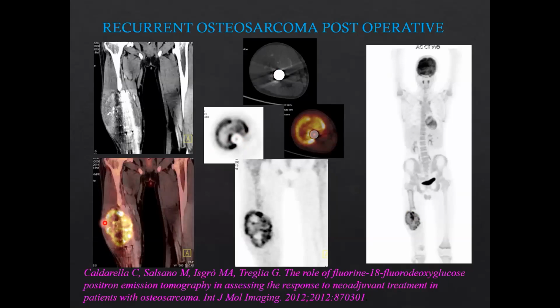So here, if you see, this is a post-operative recurrent site, which is having extensive infiltration with significant uptake. And this is a whole body of the same patient, only local disease, rest of the body is absolutely normal. So with the help of PET, you can delineate how the lesion is involving. This area is not involved. So PET is very important in evaluation of the soft tissue components.